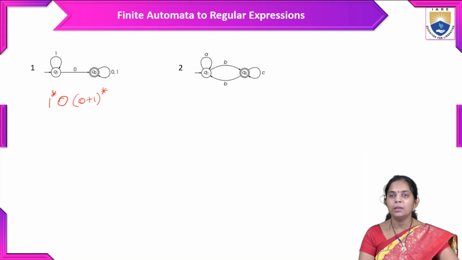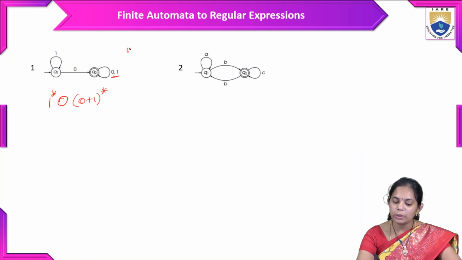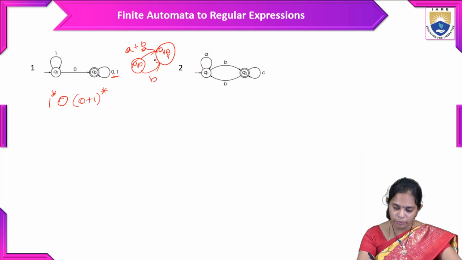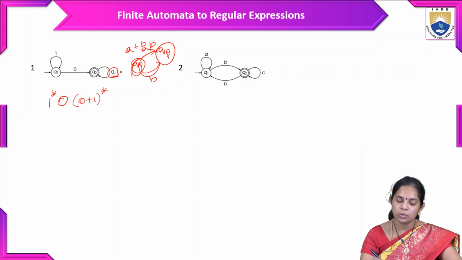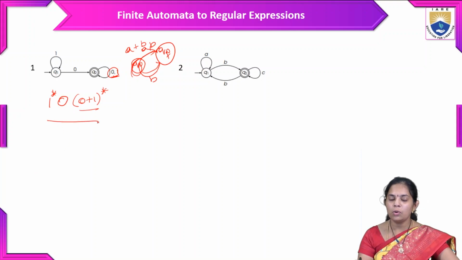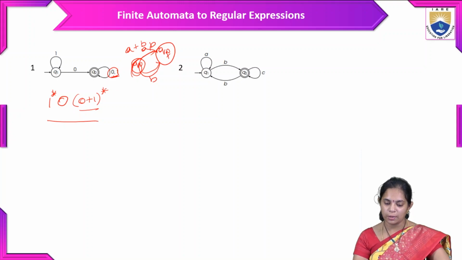How can we write this one? With 2 input symbols it is reaching the final state. Two input symbols means A plus B. So with the A input symbol or the B input symbol it is reaching the final state. Without writing this Q0 we can directly write it as A, B here. Like that, 0 1 is there, so this 0 1 is included like this. So here 1 star 0 and 0 plus 1 whole star.